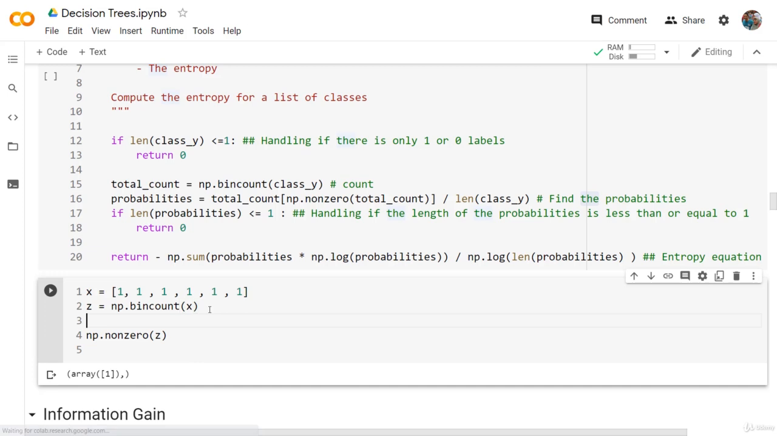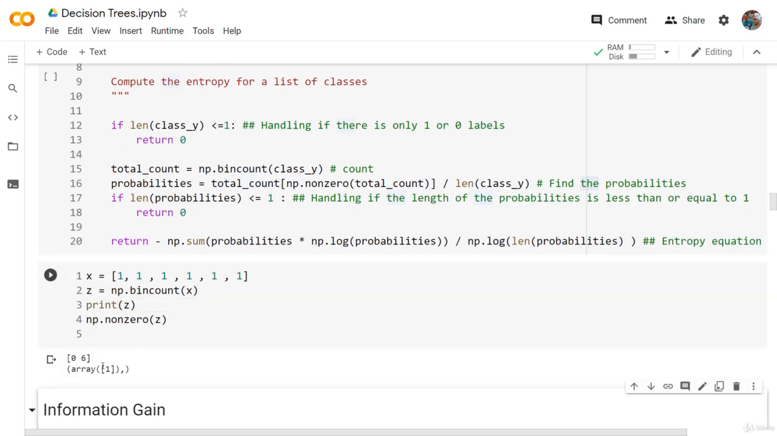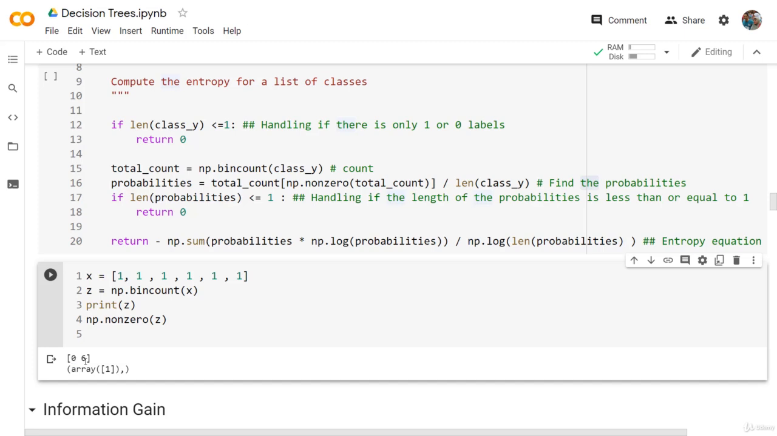Why? Because if we print Z here, you will see that we have 0 and 6. We don't really have any zeros, so the count of zeros is 1. So when we write nb.nonzero, this will return nothing, right? Because we are getting only the indices for the non-zero elements. Okay, so that's why we are writing this line, because in this case the entropy is also 0.